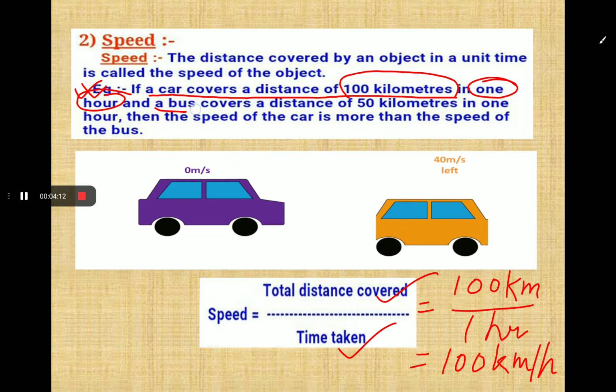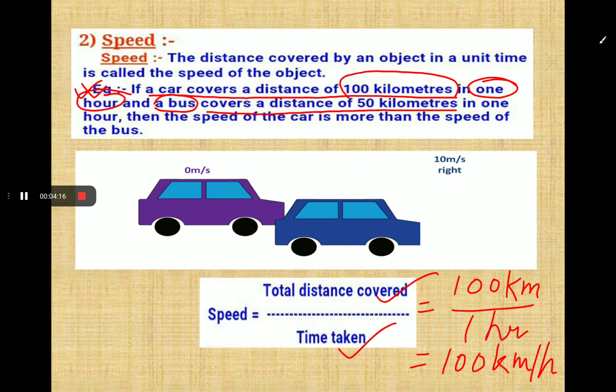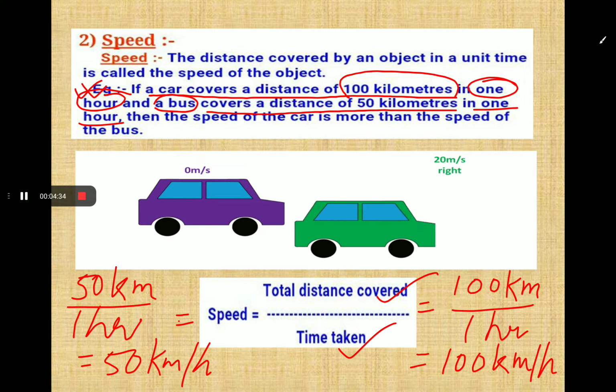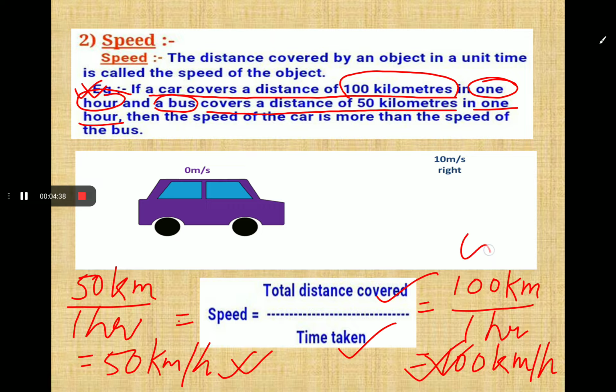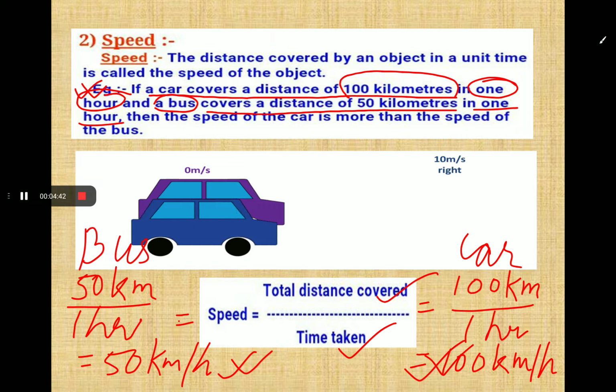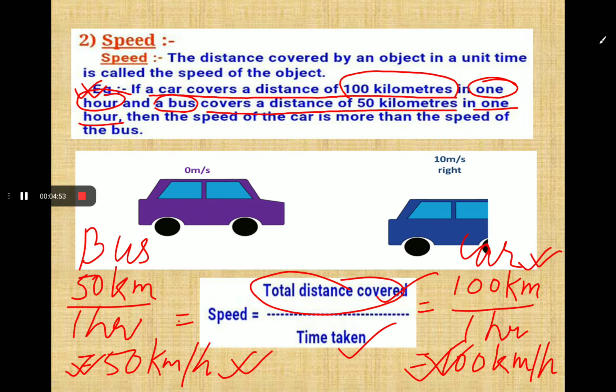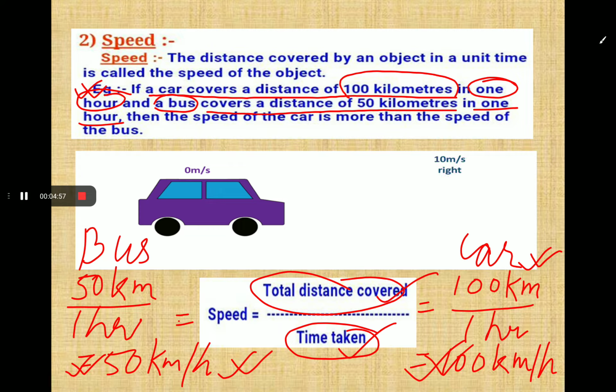Now there is also a bus. The bus covers a distance of 50 kilometers in 1 hour, so the speed of the bus becomes 50 kilometers per hour. If we compare these 2 quantities, we say that the speed of the car is more than the speed of the bus. In this way, using the total distance covered and the time taken, you can calculate the magnitude of the speed, and by comparing these two, you can say which vehicle has more speed than the other.